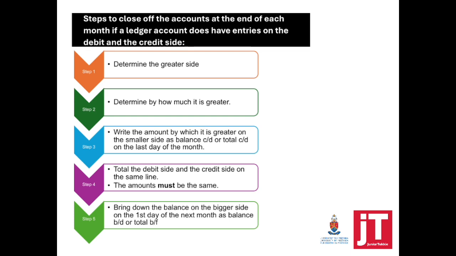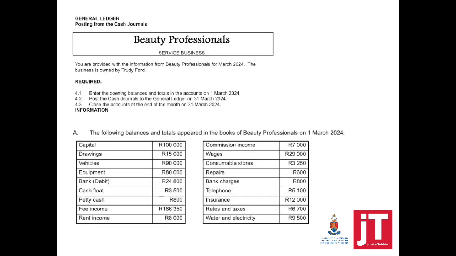So these are the steps that we need to follow when we're closing and balancing off the balance sheet account section and the nominal account section. Now we're going to start with activity 4. There are different ways to approach it. I'm going to focus on opening balances, posting from the journal, and then closing off the accounts. We're first going to look at the CRJ and then we're going to move on to the CPJ.